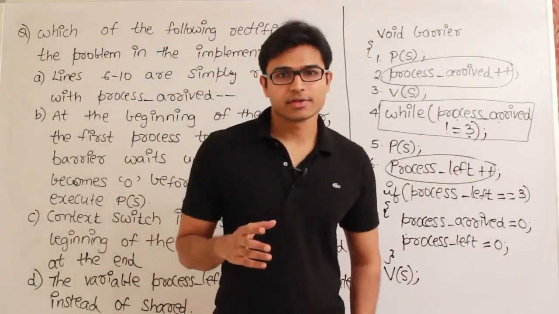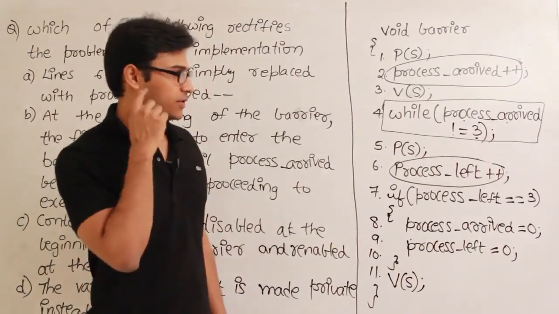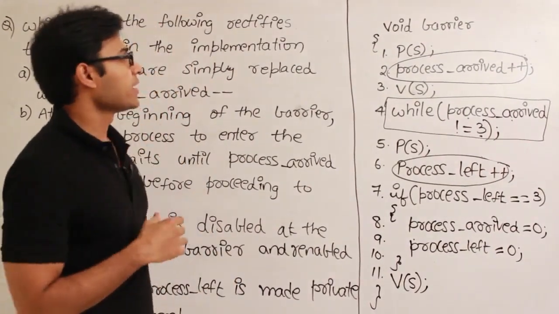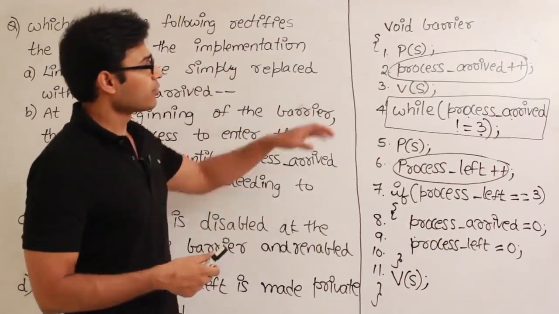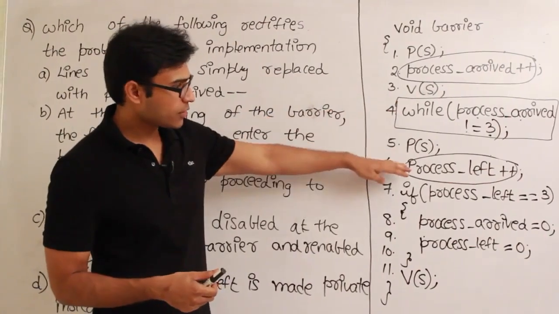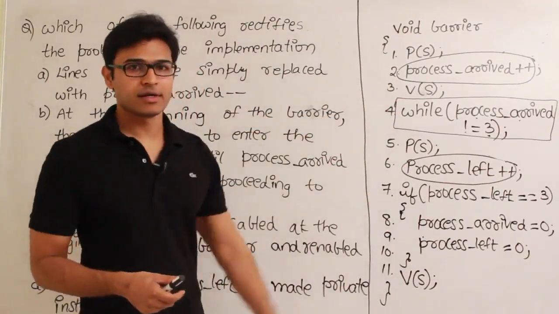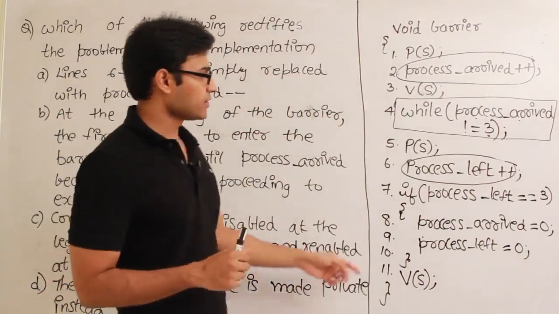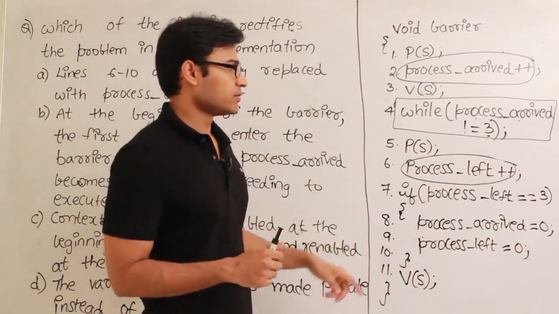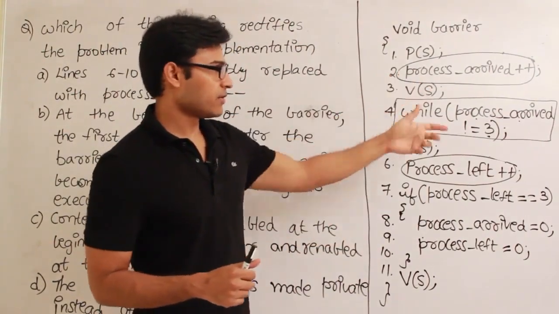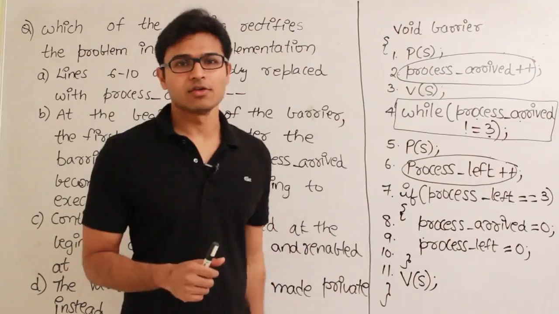Now the next question is, they are trying to fix the problem. The problem has arisen here because three processes are coming in and one process is going out, and it is immediately entering back, right? And therefore, before setting process arrived equal to 0, it is trying to increment process arrived, and therefore that particular value is getting lost, right?